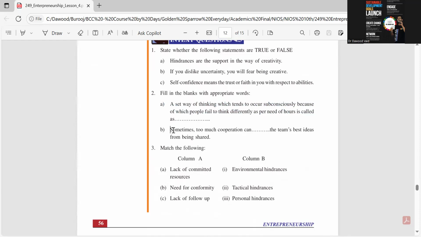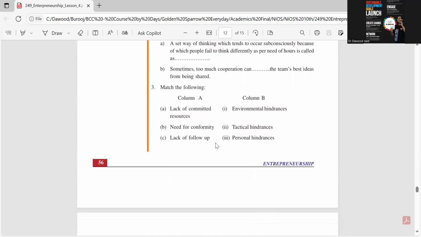Sometimes too much cooperation can, it's an adjective, prevent ideas from growing. Okay, so there we are. Last, I'll do the match the following. Lack of committed resources. What happens there? Well, a lack of committed resources would probably be a local environmental factor, right? It's a surrounding factor. Need for conformity. Conformity is from people, so it's personal. And lack of follow-up is a tactical version of it. So these are the ways we're looking into it.